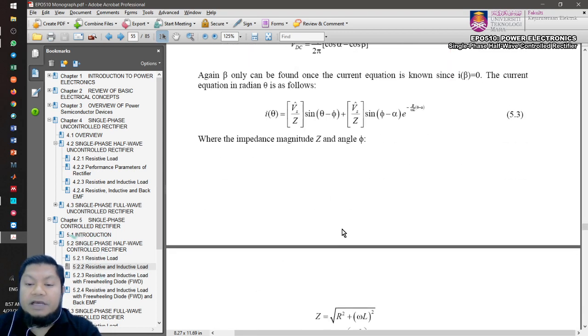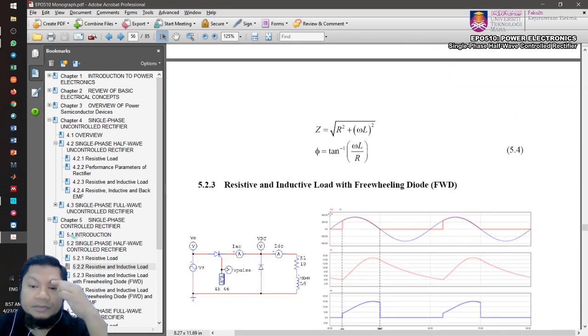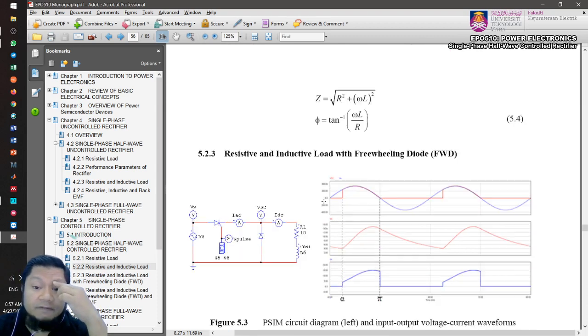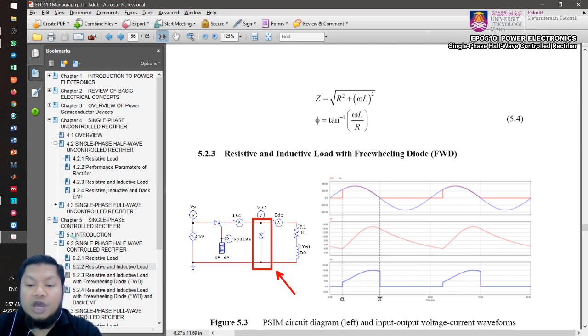Okay, right. So now we proceed with the resistive and inductive load with freewheeling diode. So why do we need this freewheeling diode? This is known as a freewheeling diode, whereby you want to place a diode in parallel with your load. So why do we need that?